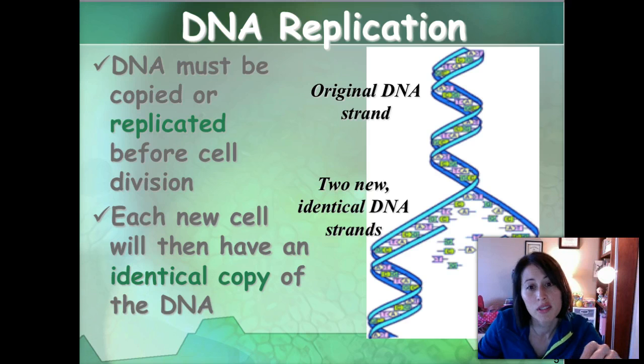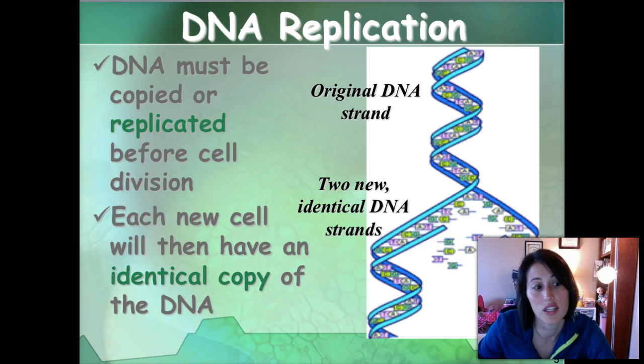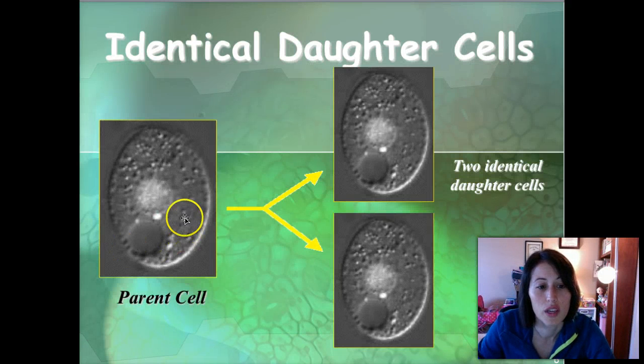So DNA must be copied or replicated before cell division can occur, okay? And remember, this happens in part of the cell cycle called interphase, and we'll look at that in just a few minutes. And then because of that, every new cell is going to have an identical copy of the DNA molecules. So if you look here, we have our original parent cell, and then that's going to divide, and we're going to end up with two identical daughter cells.